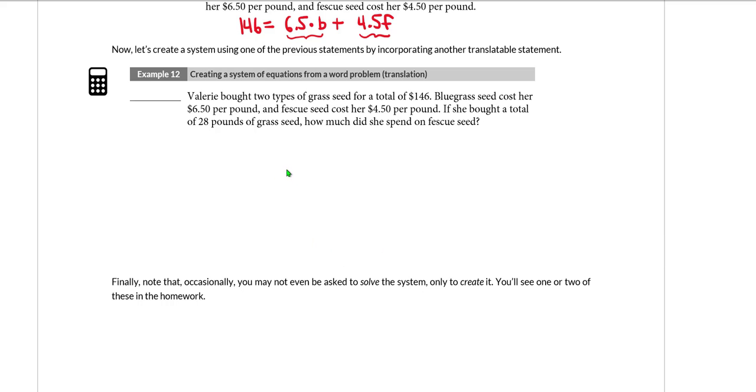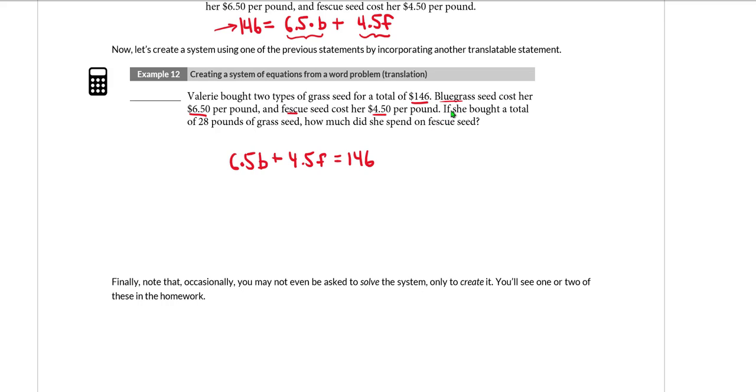So in example 12, we've got the equation that we did up here in the previous example. We have the 146 that was made up of the amount that she spent total on bluegrass and fescue. We said that $6.5 per pound of bluegrass times the number of pounds of bluegrass plus 4.5 per pound of fescue times the number of pounds of fescue had to equal 146. Again, that's the same equation that we had up here.